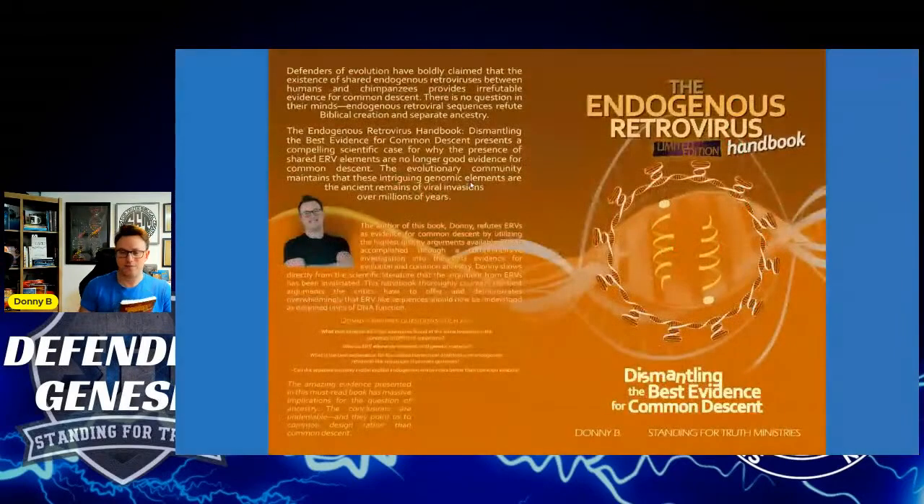I've also got the Endogenous Retrovirus Handbook. I've done a ton of study on endogenous retroviruses specifically, and the topic of ancestry in general. As the head of a ministry that has put out an evolution debate challenge, which we started at the very beginning of 2022, we're coming up on a year now. We've done over 50 debates in terms of that challenge. And one argument that comes up almost every debate, at least with the more informed evolutionists, is endogenous retroviruses.